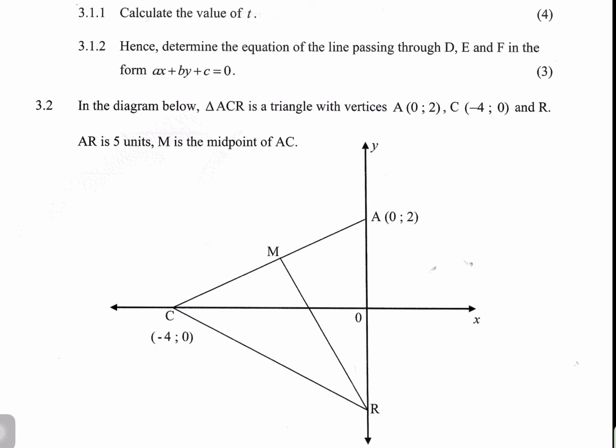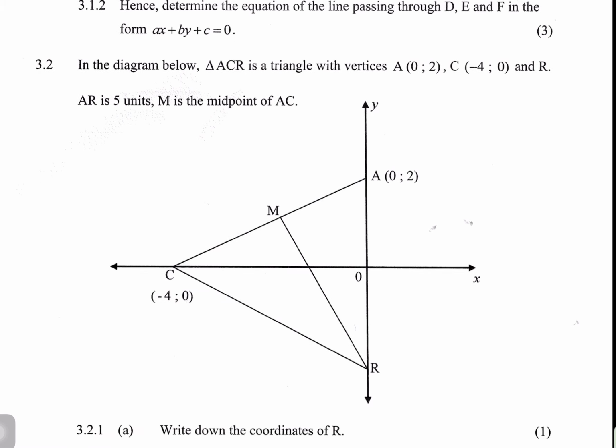But R is not given. A and C are points that are given to us. Now, they further give us the length of AR. The length of AR is 5 units. So that means from here to here, it's 5 units. But from the origin to A, it's 2 units. Please get that. This is the Y value. So that is 2 units.